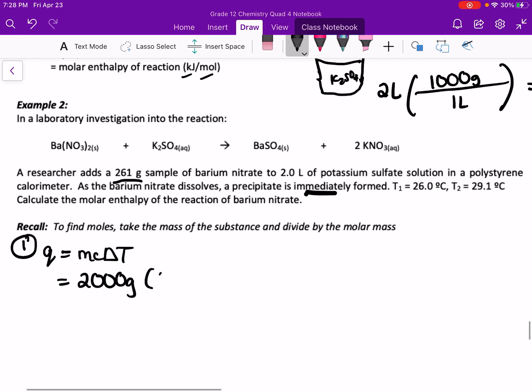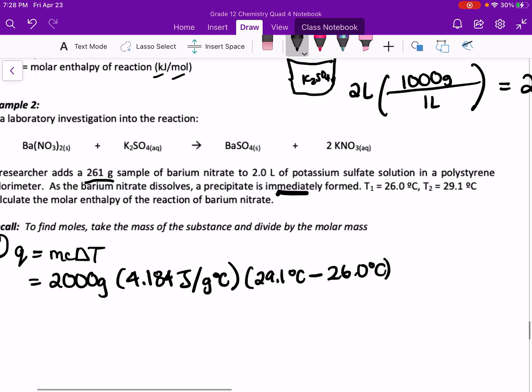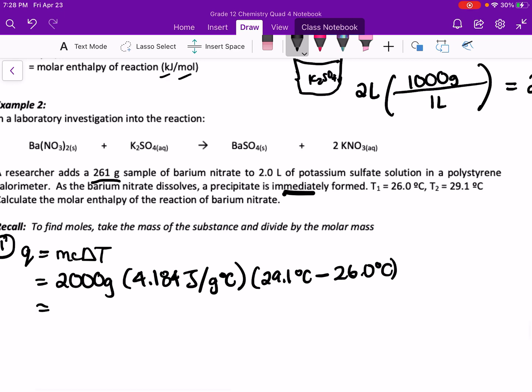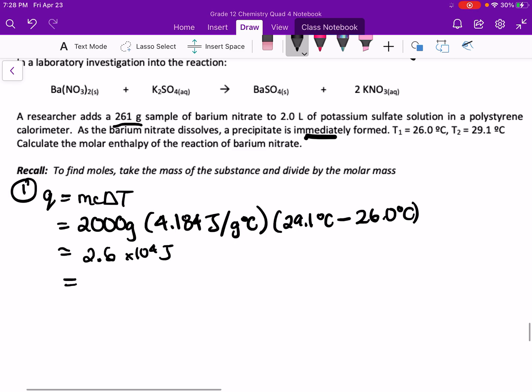We know the specific heat capacity of water is 4.184 joules per gram degrees Celsius, and our change in temperature, or delta T, is 29.1 degrees Celsius minus 26 degrees Celsius. And when we compute that, we're going to get 2.6 times 10 to the 4 joules. And just to help us, we are going to change that to kilojoules. So this is actually 26 kilojoules.